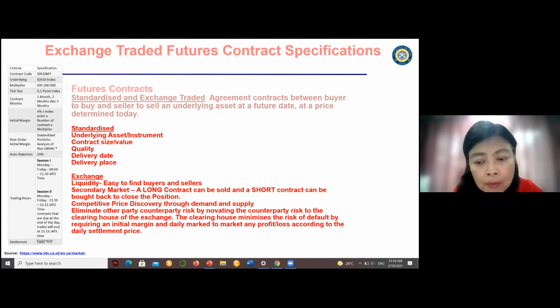How do they manage this? For futures contracts, they ask you for an initial margin first. Then every day, at the end of the day, it will be marked to market. Marked to market means you use the settlement price, calculate the profit and loss, and put it into your account every day. I will show you an example afterwards.